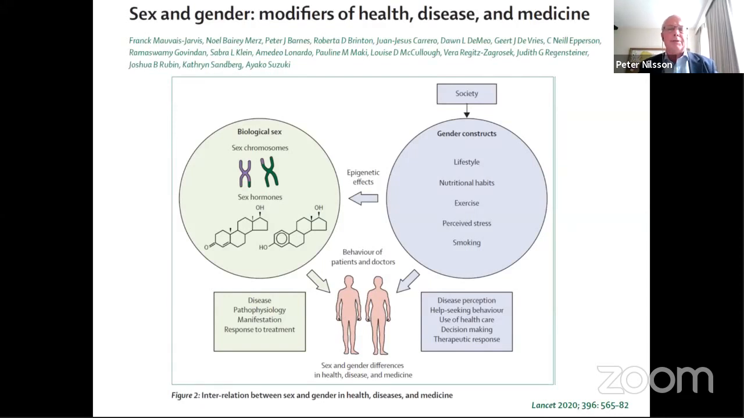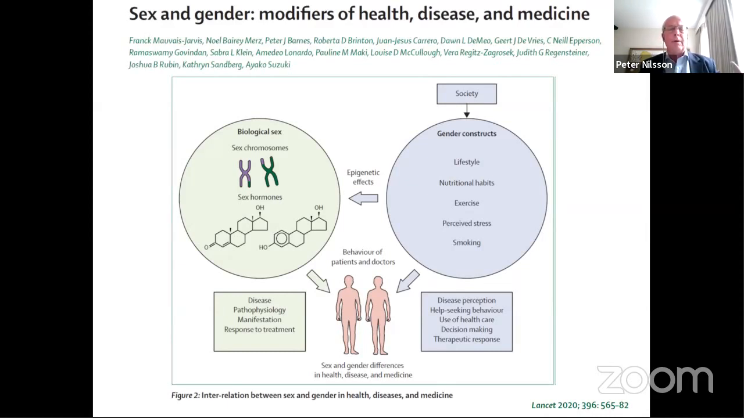So in green, you see illustrated biological sex, but in purple, you see gender constructs. And living men and women are influenced, of course, by their biology, but also to a very large extent by these gender constructs. And future studies have to address both, I think.